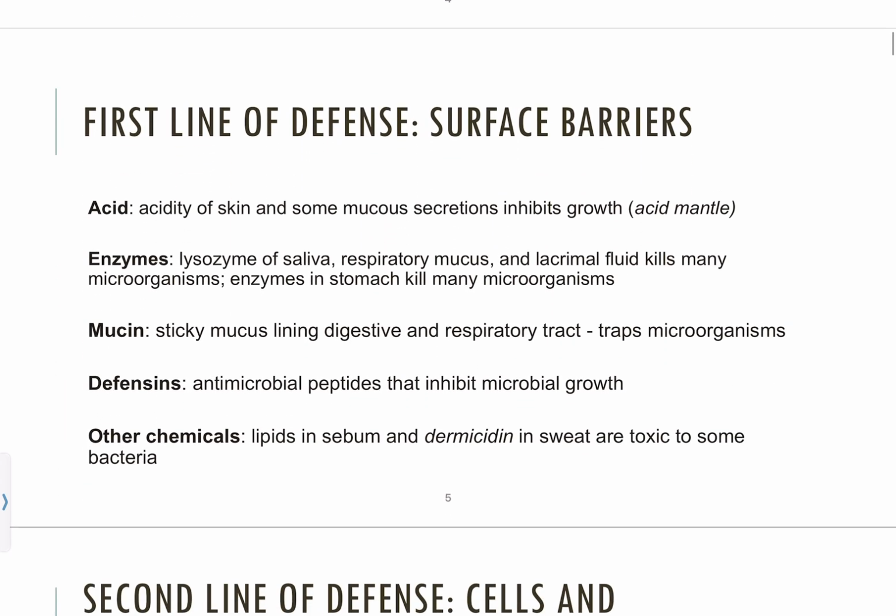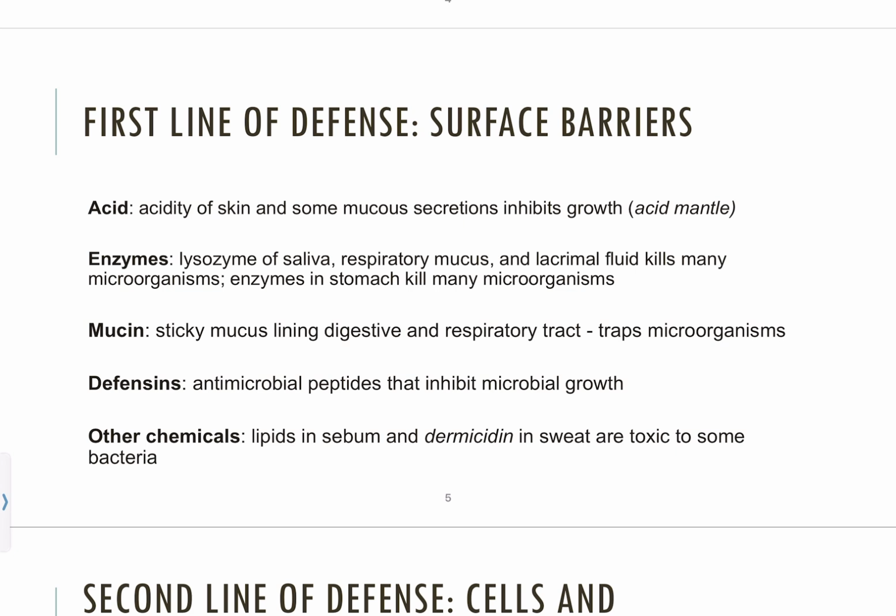So what are some components that are considered part of the first line of defense? Well, one is going to be the acidity of our skin. So an acidic environment, usually, not for all pathogens, will help inhibit microbial proliferation or growth. So having a slightly acidic skin or secretion can help limit the number of bacteria or microbes that we have.